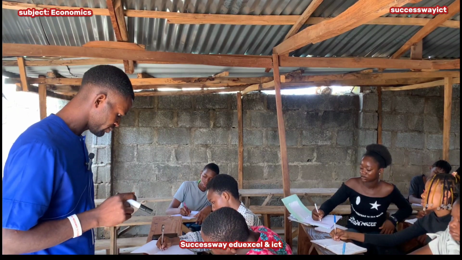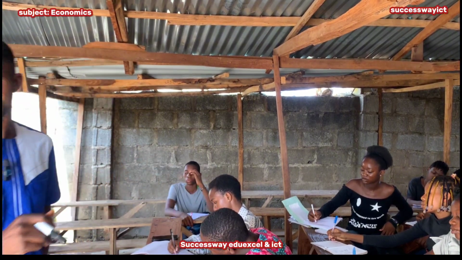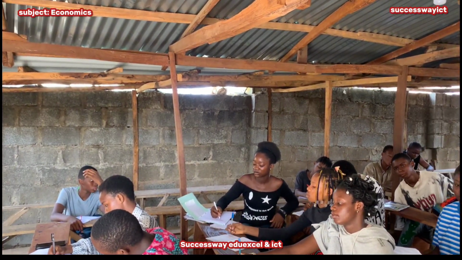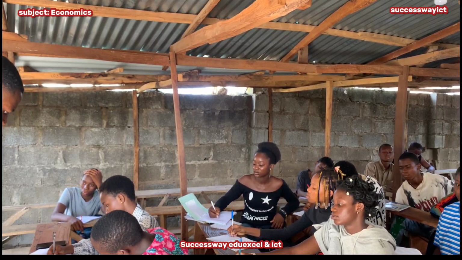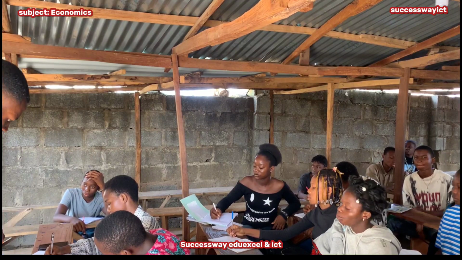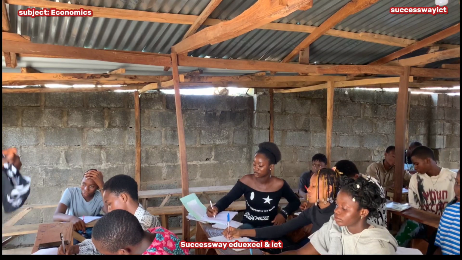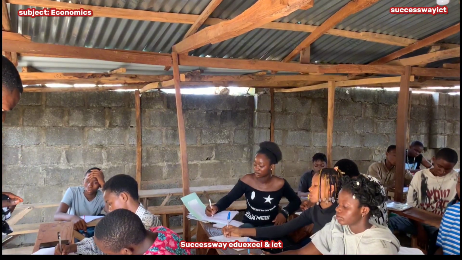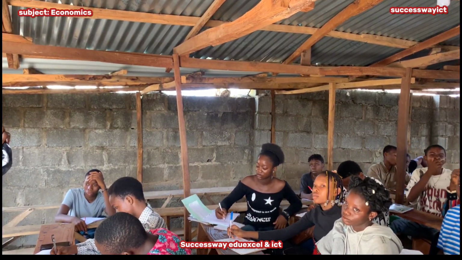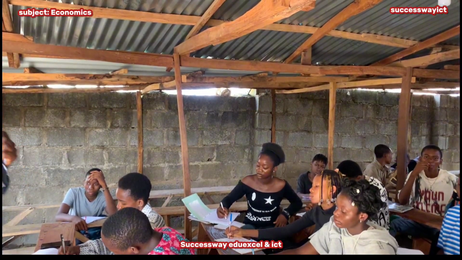Another objective, the law of diminishing marginal utility. Should I write it on the board? Concept of origin. Next objective, consumer surplus.